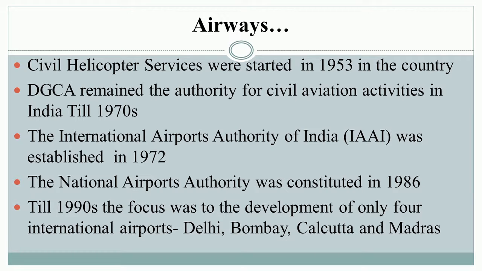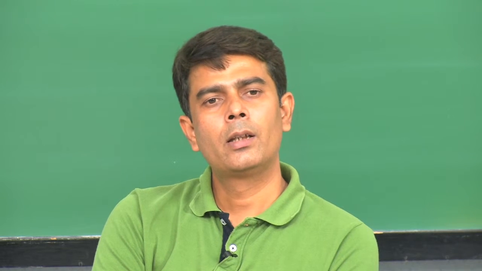So, the International Airport Authority of India was also established in 1972 as one of the authorities to take care of the activities related to the airways. The National Airport Authority was constituted in 1986, and till 1990, the focus was on the development of only 4 international airports: Delhi, Mumbai, Calcutta and Madras.